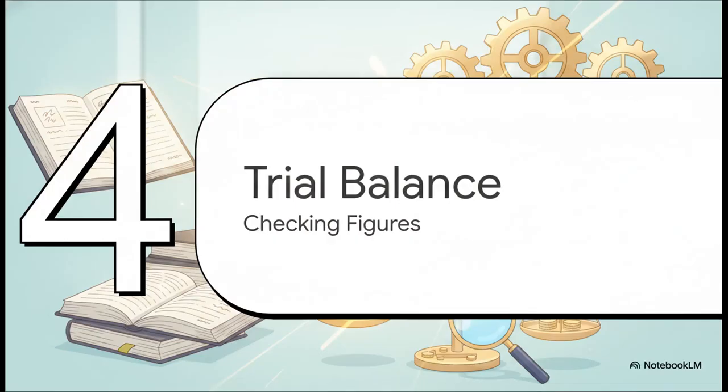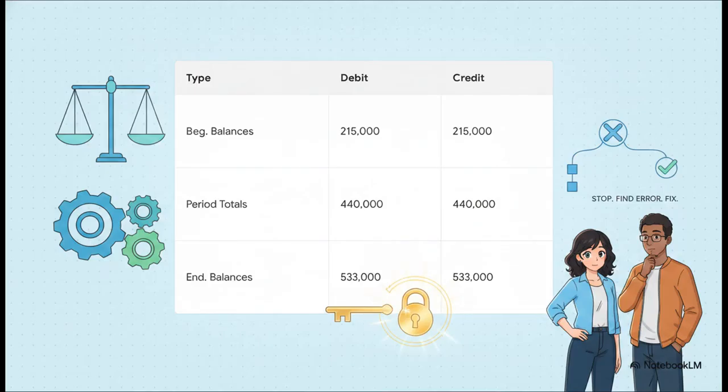Now for Section 4, the trial balance. How do we prepare it, and how do we use it to check our figures? Once we've recorded all our journal entries and updated our ledgers, we arrive at the end of the period. But how do we know we didn't make a mathematical mistake along the way? We use our ultimate diagnostic tool, the trial balance. I want you to look closely at the bottom totals row here. The core principle is symmetry.